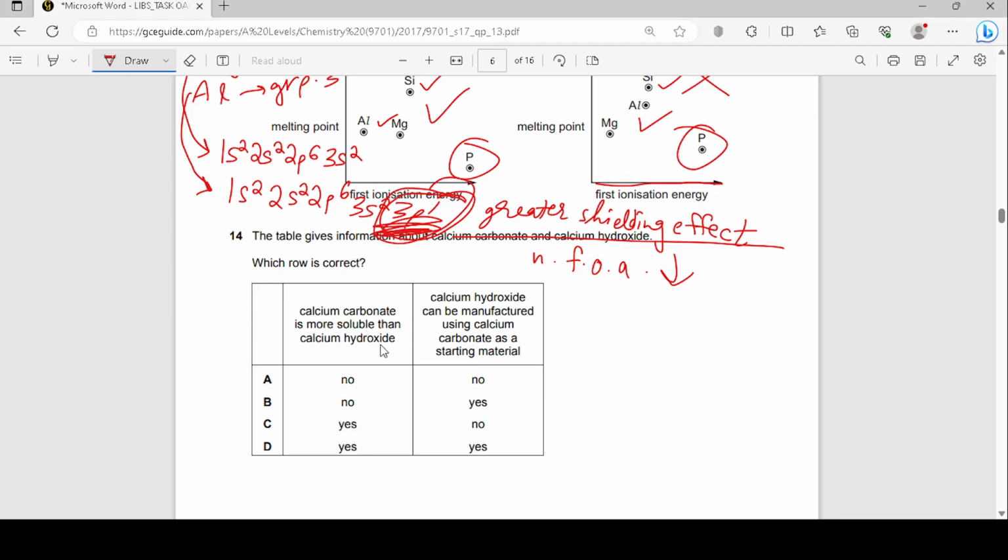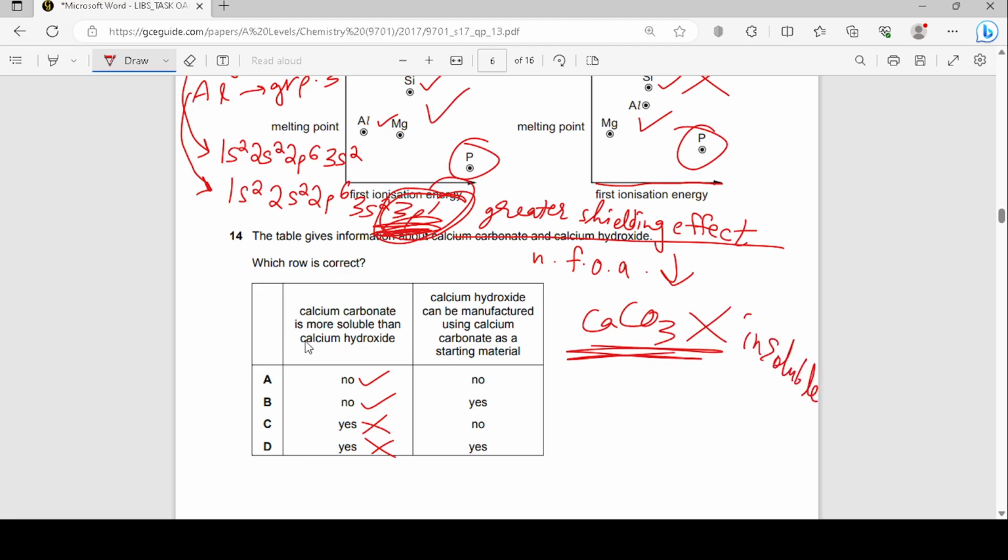Calcium carbonate is more soluble than calcium hydroxide? That one must be incorrect. Calcium carbonate is definitely not more soluble than calcium hydroxide. Why is that? Because group 2 carbonates, all of them, are insoluble in water, right?